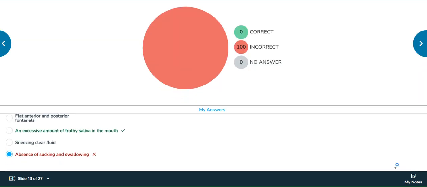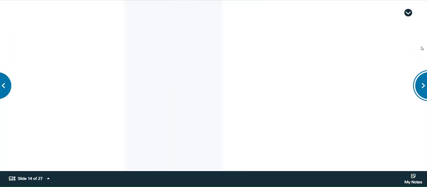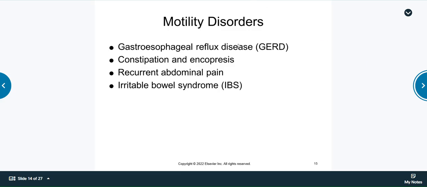An excessive amount of frothy saliva in the mouth. Motility disorders, gastroesophageal reflux disease, GRD, GERD, constipation and encopresis, recurrent abdominal pain, irritable bowel syndrome, IBS.